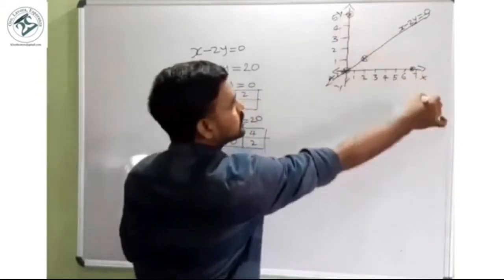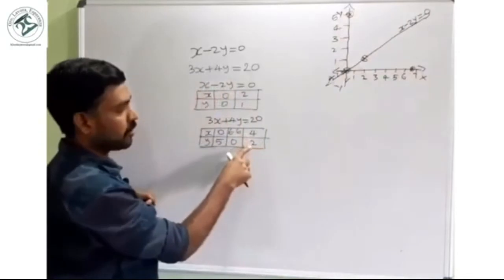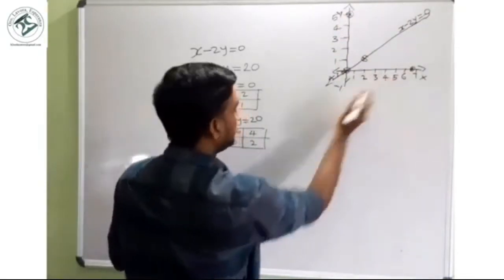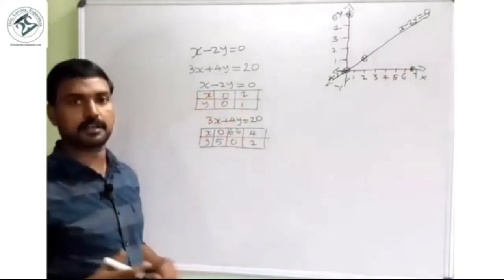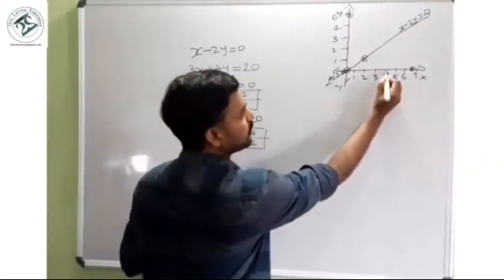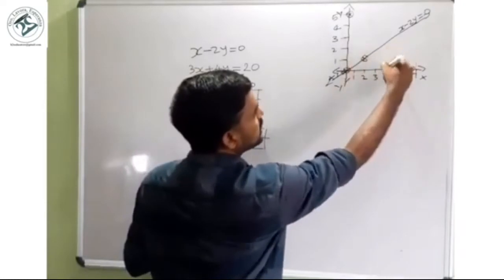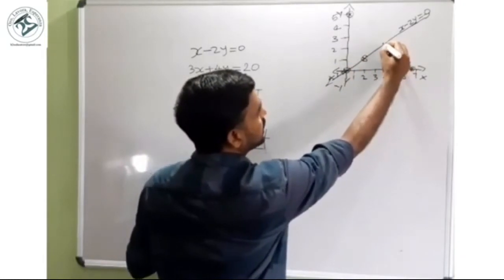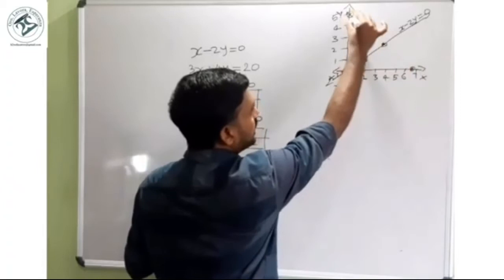To join these two, there is one more value, 4, 2. It is not required. Any 2 values are enough to draw the graph. If it is 3, it is good. So 4, 2: here is 4, here is 2. So the point corresponding to 4, 2 will be here. So we can join this.